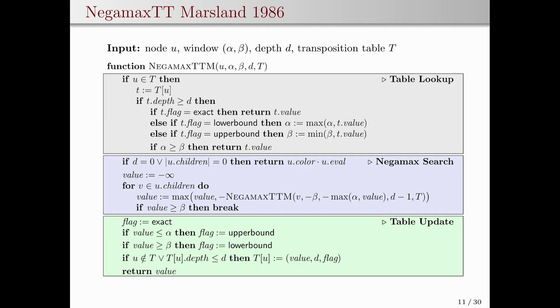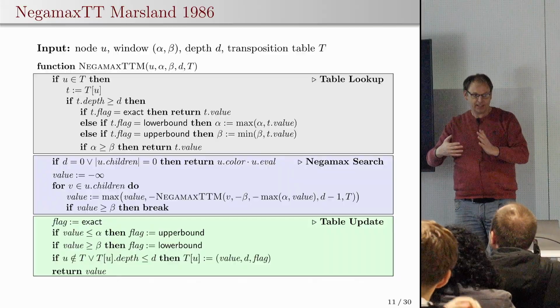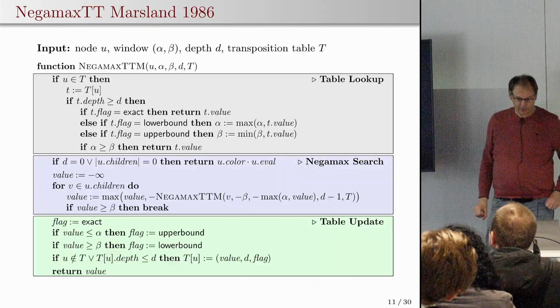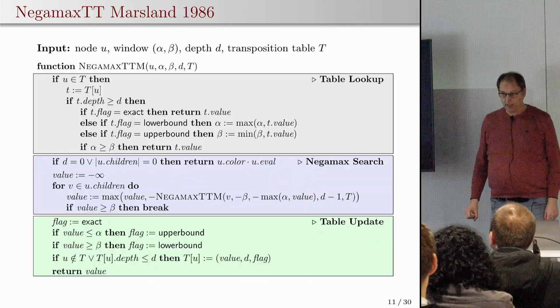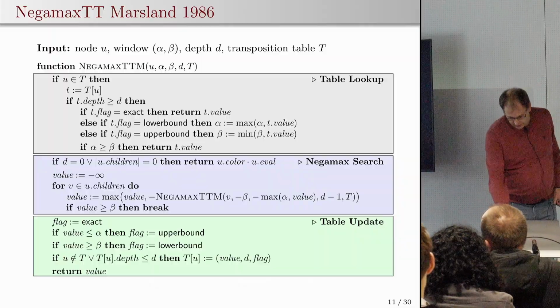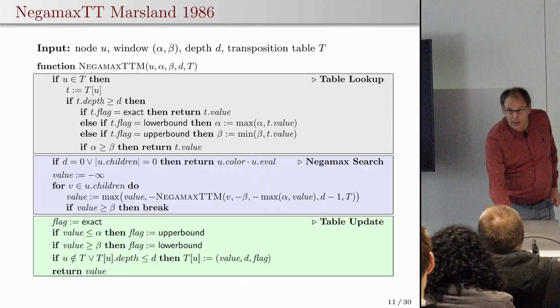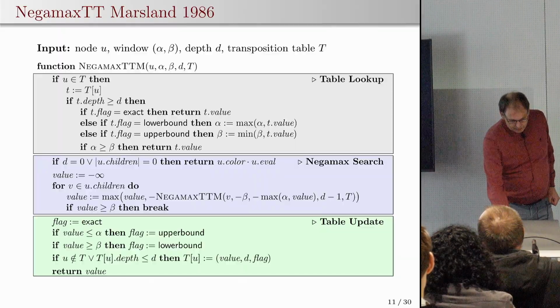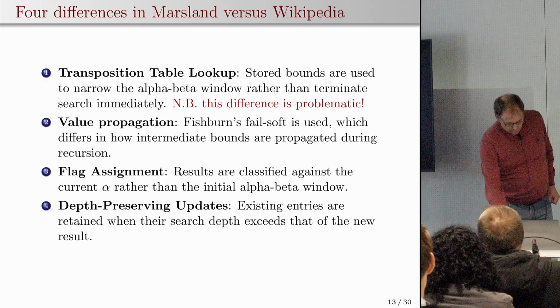But if it is an upper bound or a lower bound, Marsland says, no, I'm going to shrink the alpha-beta interval. I'm trying to get an exact result, so I'll continue the search with a lower depth. It seems to make sense, but it turns out that this really affects the correctness. The other three differences, it turns out they are more or less optional. We can just apply them in both algorithms or not and still prove correctness.